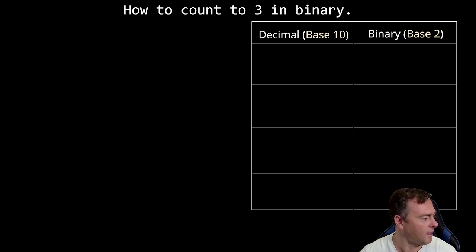So how do... This might answer your question. 0 plus 1 is 1. Thanks, Alexa. No thanks. So how do you count to 3 in binary?